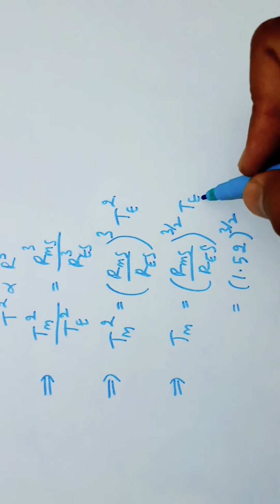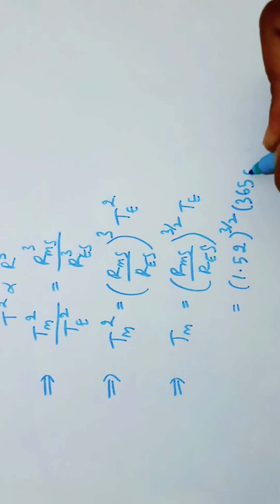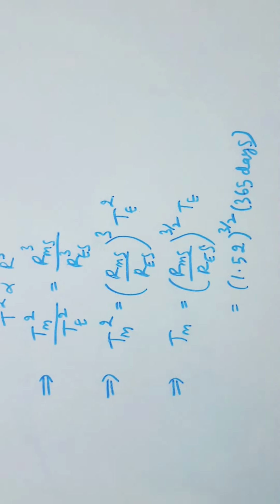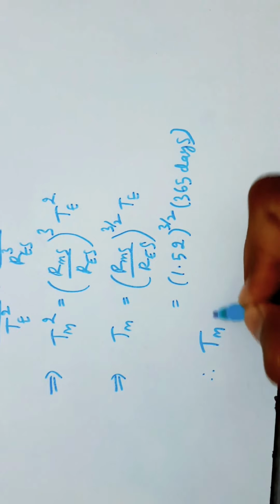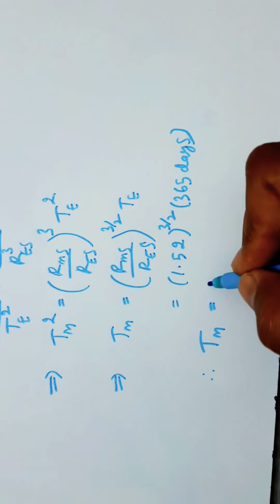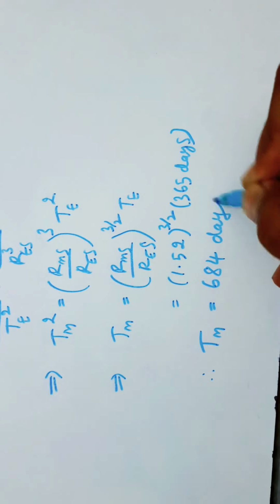Here time period of Earth is 365 days. So finally we can get time period of Mars is equal to how much? That is 684 days.